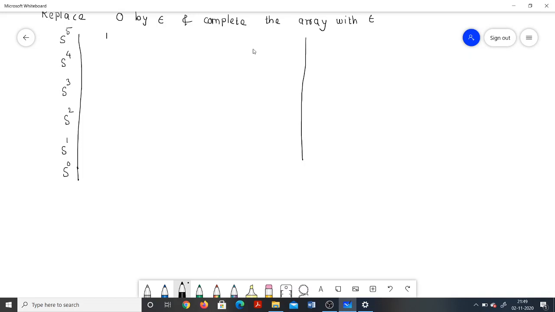The first two rows will be the same. There will be no change, because your epsilon came in the third row. So I'm just writing them again. The change will start from the third row where we are assuming epsilon. Even this will remain the same. Now what will happen here?